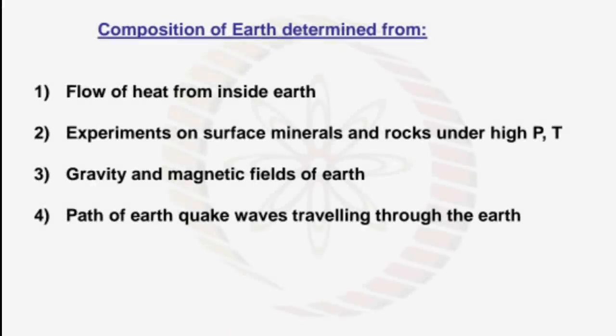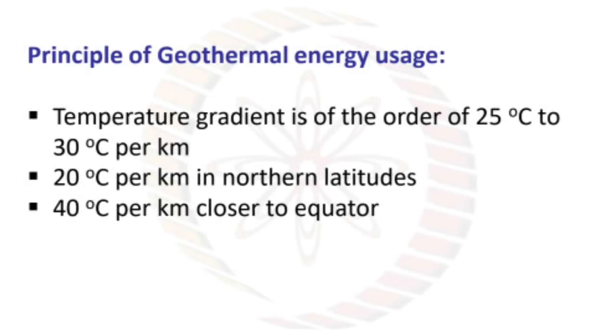Now we can determine the composition of Earth by determination of the following things: flow of heat from inside Earth, experiments on surface minerals and rocks under high PT, pressure and temperature, gravity and magnetic fields of Earth, and the path of earthquake waves traveling through the Earth. Now what is the principle of geothermal energy use? The temperature gradient is of the order of 25 degrees Celsius to 30 degrees Celsius per kilometer: 20 degrees Celsius per kilometer in northern latitudes, 40 degrees Celsius per kilometer closer to the equator.